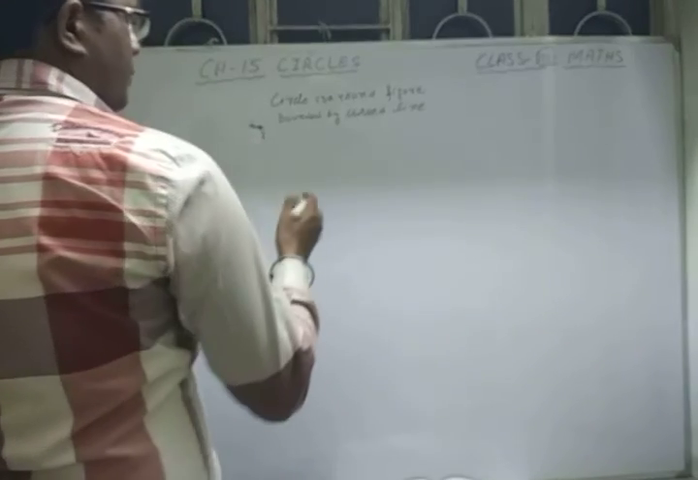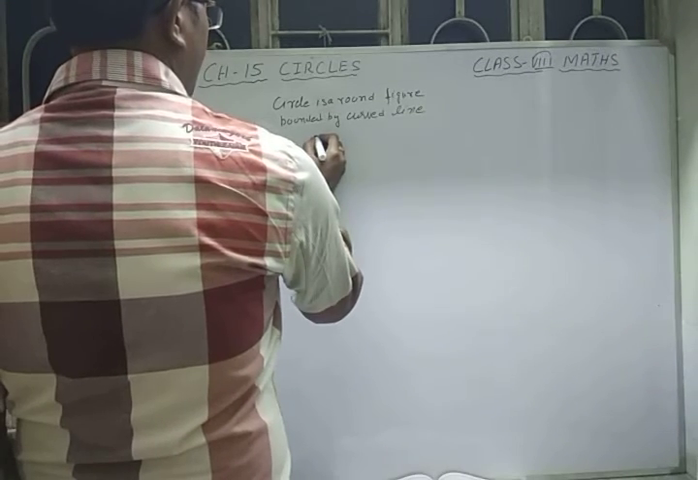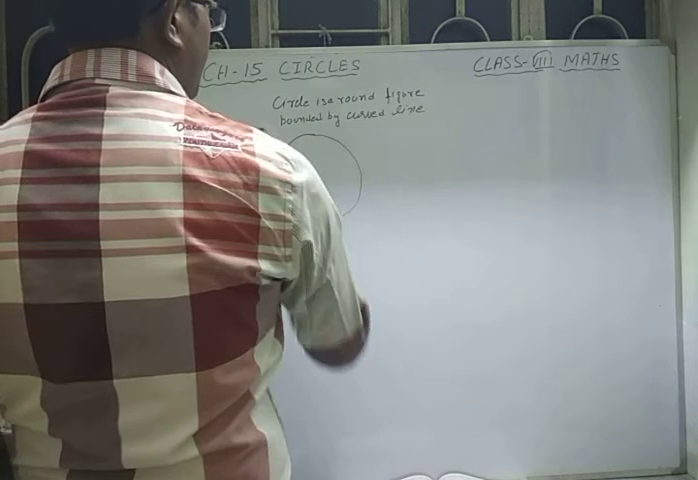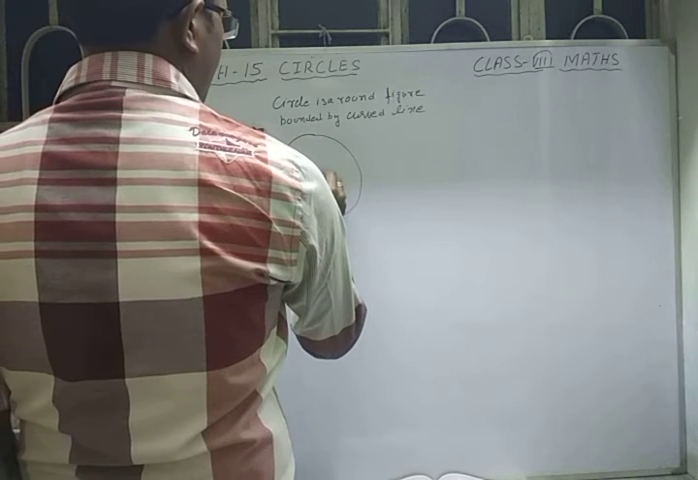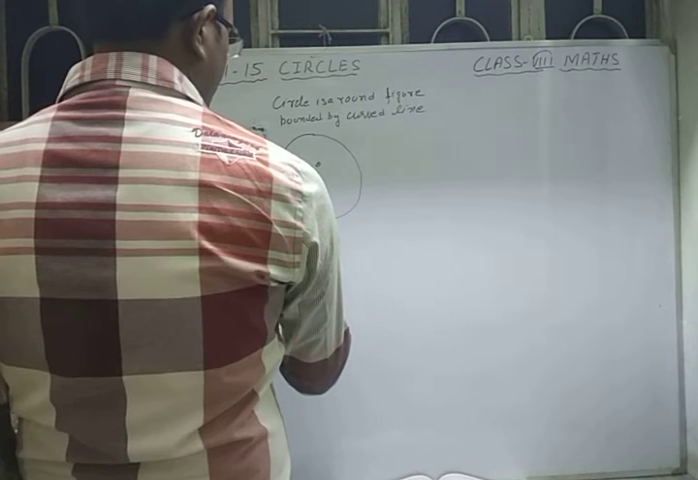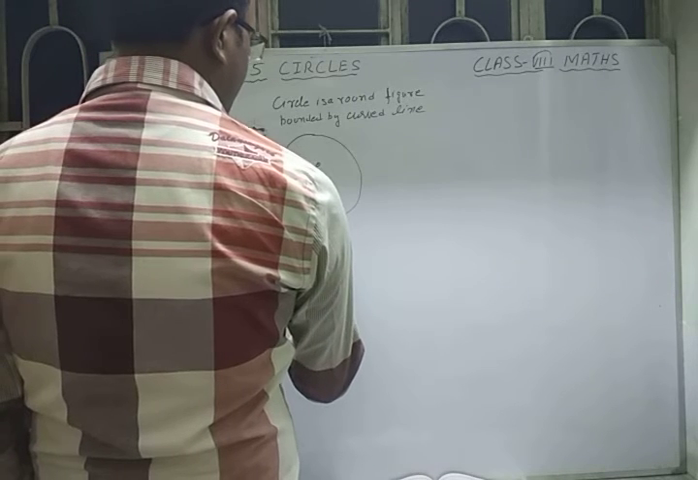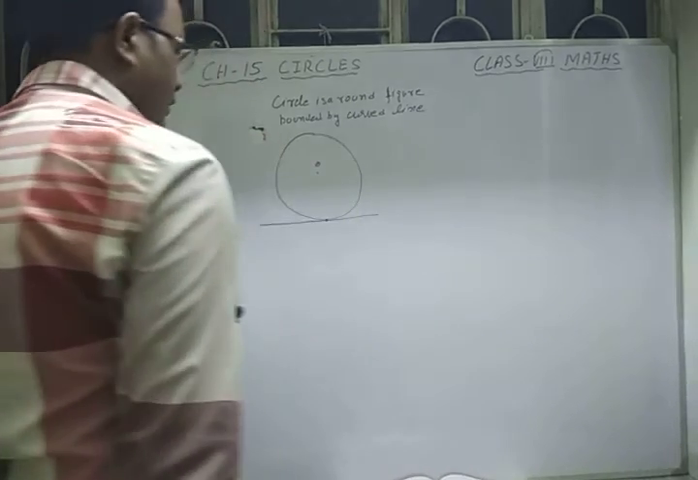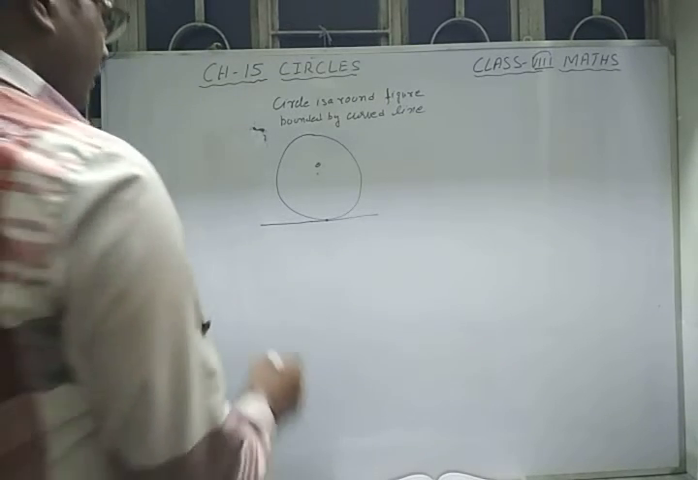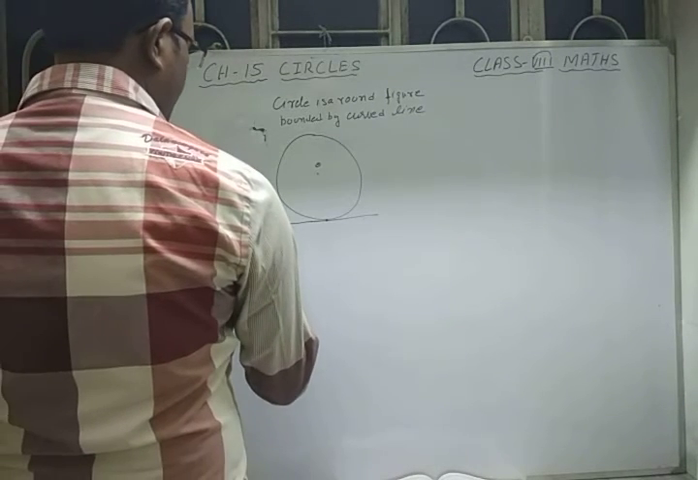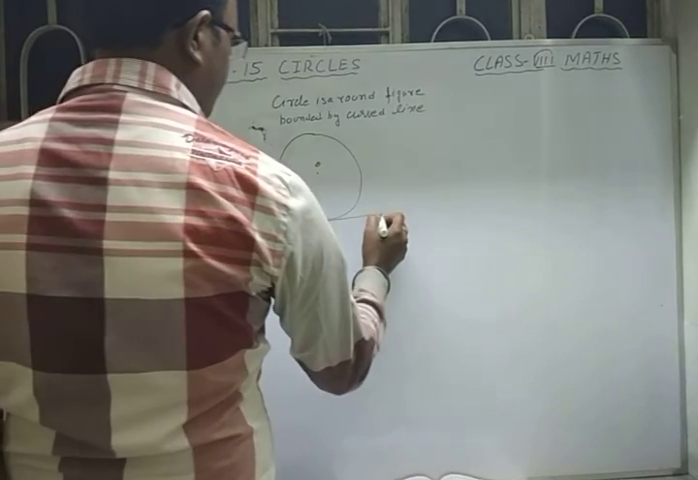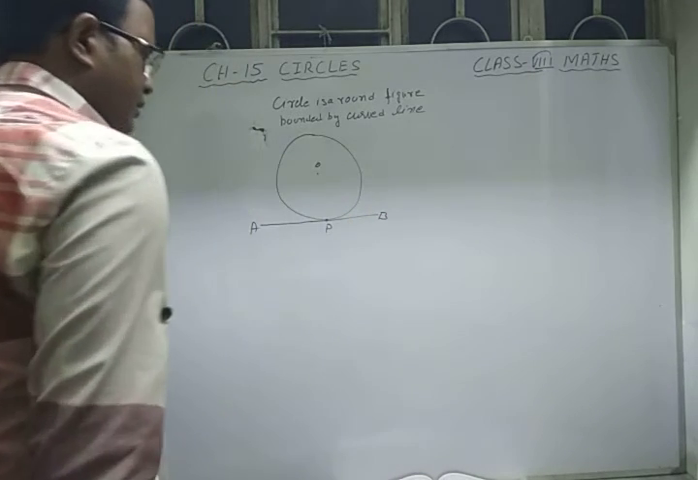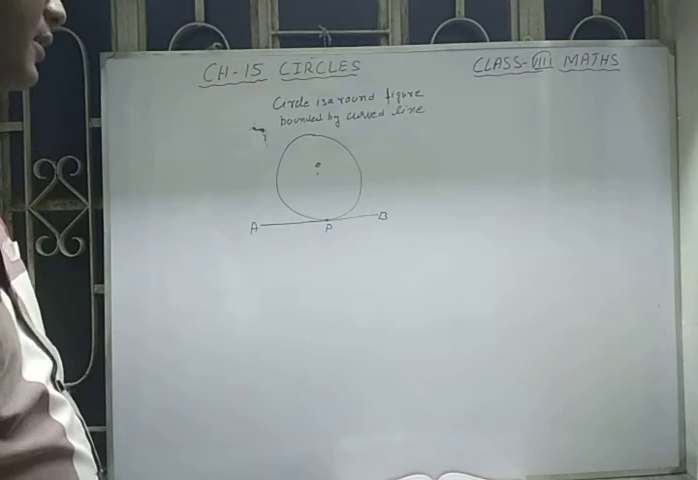They are called tangent properties also. In class 10 you will learn many properties of circles and theorems. If I take a tangent like this which touches the circle at a single point, AB is a tangent and P is the point at which the tangent touches the circumference of the circle.